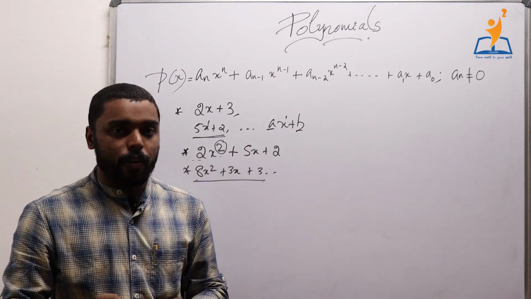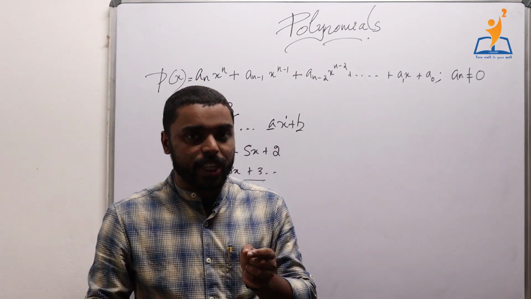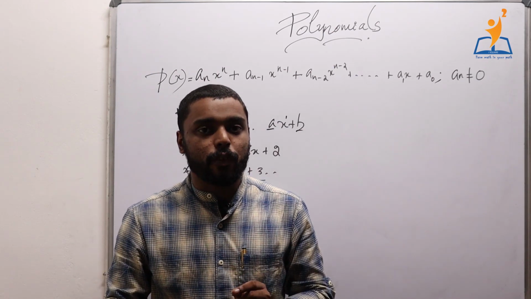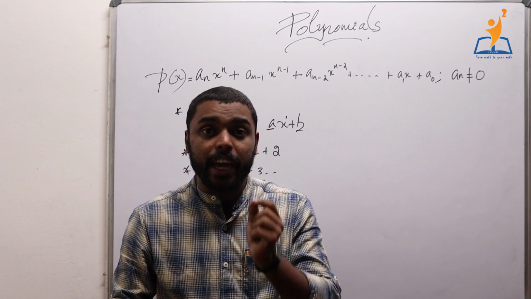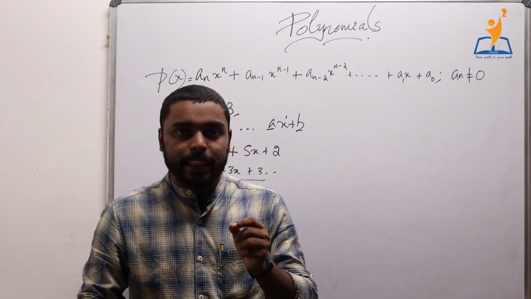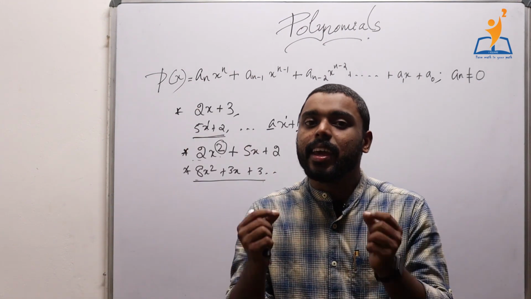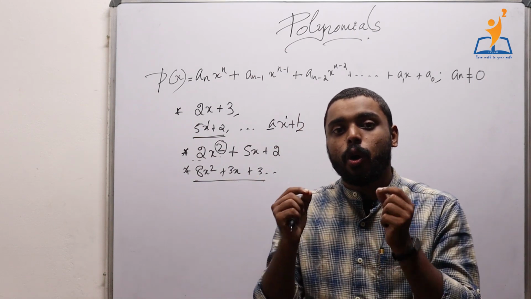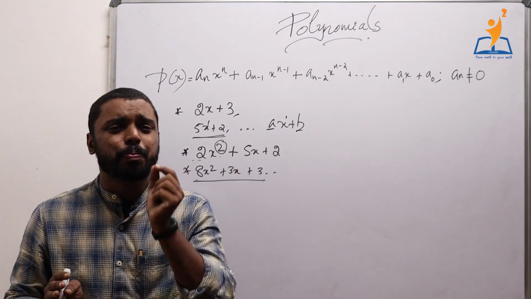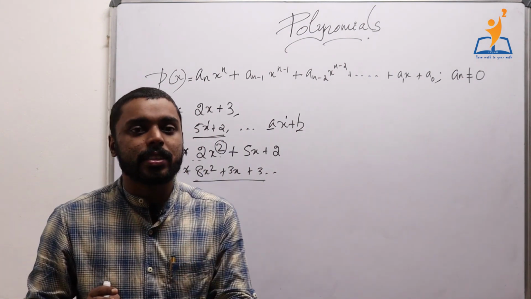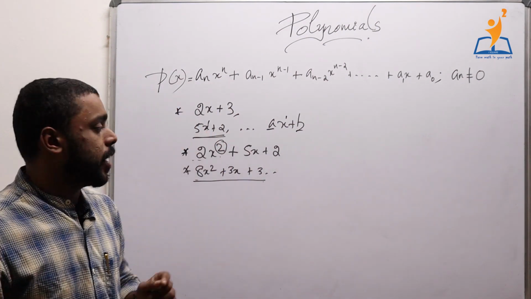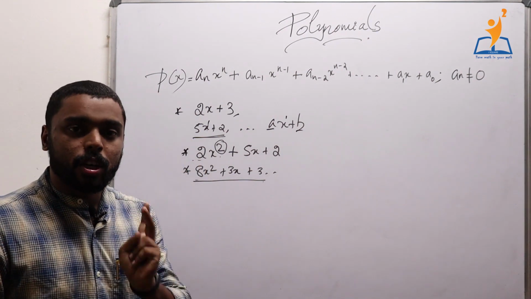By the highest power of the variable, we distinguish various polynomials, and we call the highest power of the variable by a name, that is the degree of the polynomial. So, the degree of the polynomial is nothing but the highest power of the variable in the polynomial. So, here the degree of the polynomial is 1. Here the degree of the polynomial is 2.